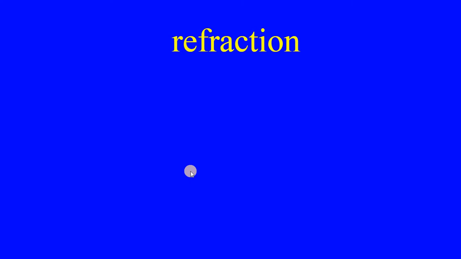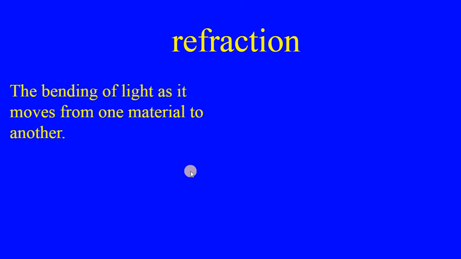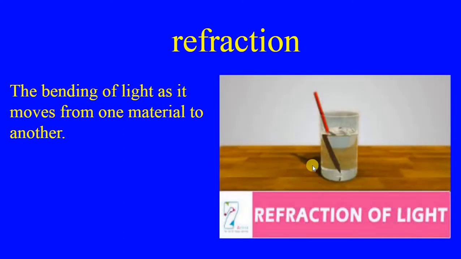Now, refraction is the bending of light as it moves from one material to another. And the good way to describe this is when you put something in a glass of water, like a straw, or in this case, they put a pencil. If you notice how the light from the pencil here is coming out from one material, the water, through the glass to your eyes, and it looks distorted. So you see how it looks right here? It bends it. That's refraction.